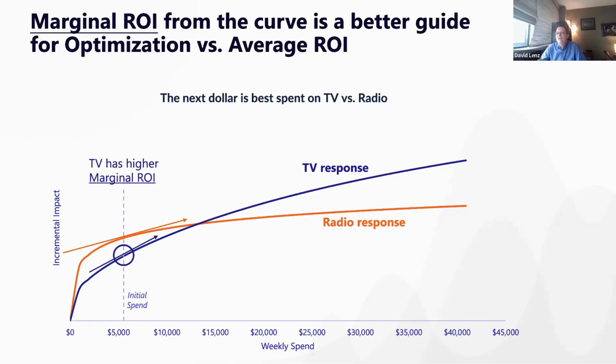And in addition, we use this for optimization. If we started with both TV and radio at $5,000, you could take dollars away from radio and put them into TV, and so you would move along the curves. Basically you would move to the point where the marginal ROIs were equal, or the slopes were equal, and that would be the point of optimization. So that's one really key important point with the curves. Average ROI is difficult to use for optimization. Really using the curves and the marginal is the best way to go.